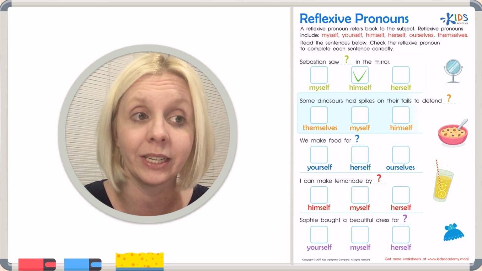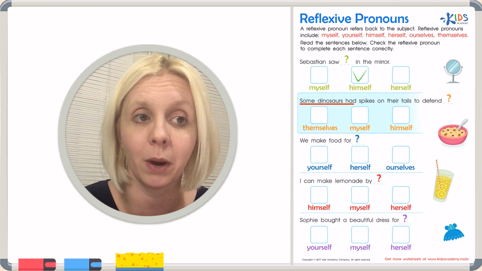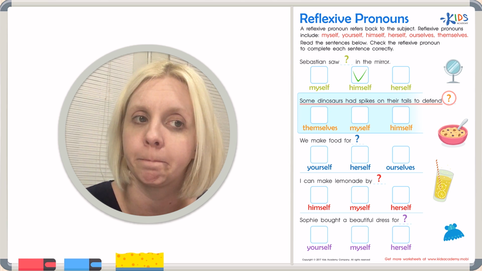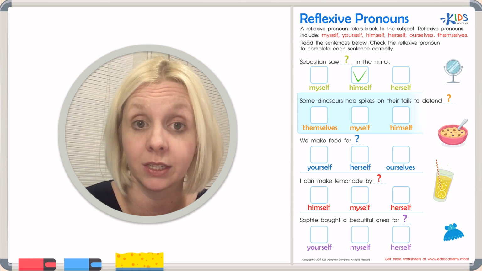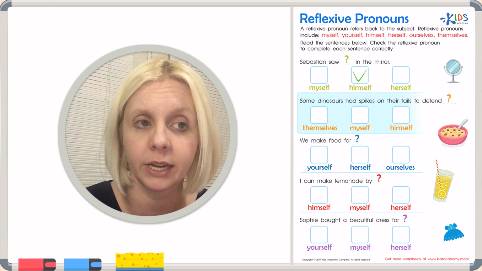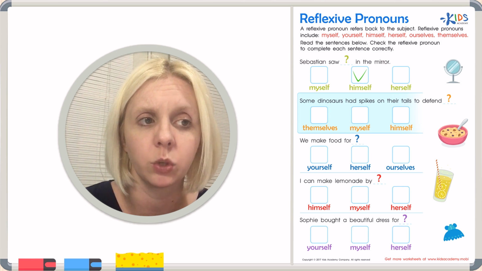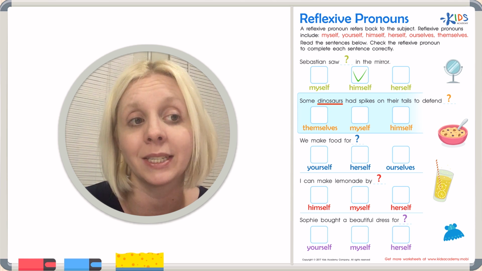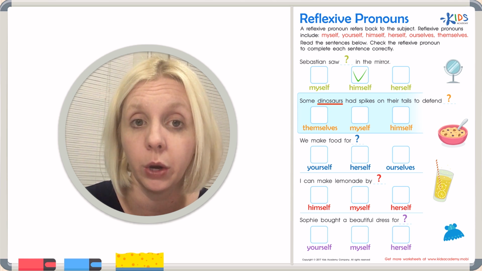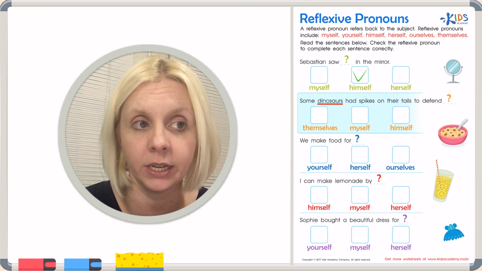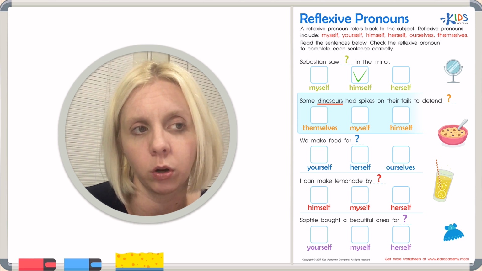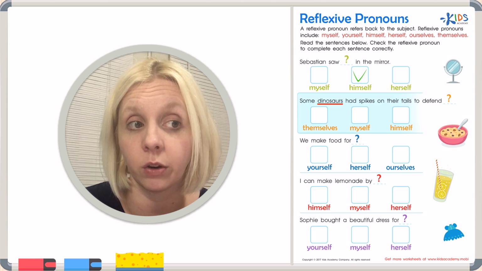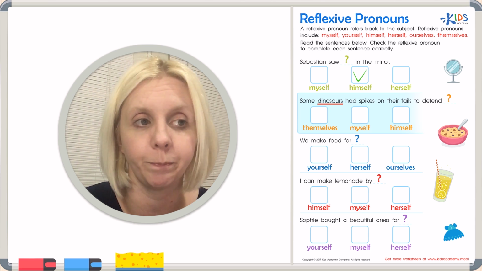Okay, the next one says some dinosaurs had spikes on their tails to defend blank. Okay, so let's think, who is the subject of this sentence? Some dinosaurs had spikes on their tails to defend blank. So our subject is going to be dinosaurs, right? And we know a few things about this because it has an S on the end. Dinosaurs, we know that this is more than one, right? We don't know if it's a boy, we don't know if it's a girl, but we know that it's more than one. So let's see if one of our answers down here makes us think of more than one.